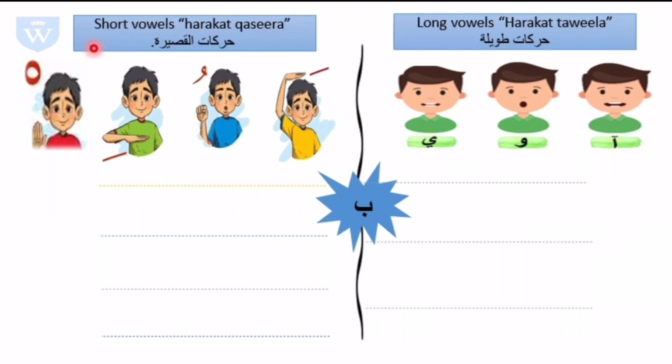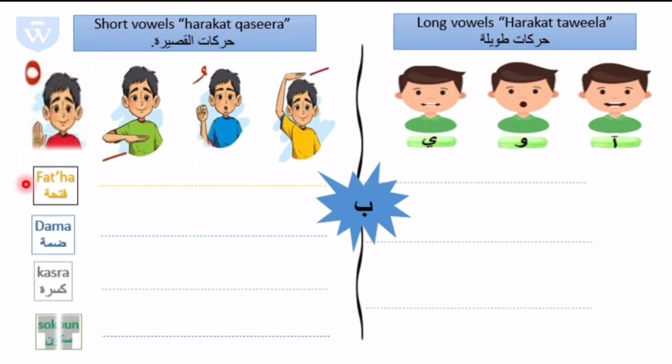In Arabic we have 4 short vowels. The short vowels make the sound different. So here we have فتحة, ضمة, كسرة, and سكون. I'm going to start now with فتحة. فتحة is a little dash on top of the letter and it makes the sound a sound.